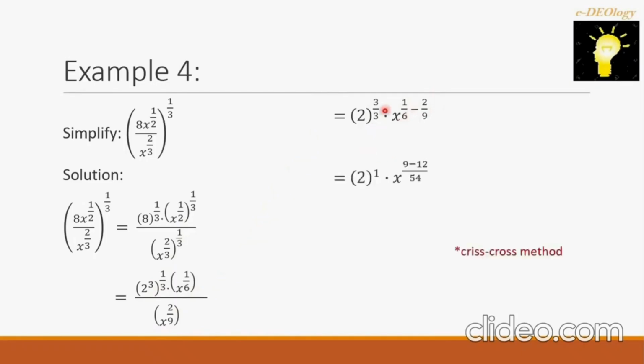On the next line, we will simplify the exponent of the base 2, 3/3 becomes exponent 1. Now for the x, we will use the crisscross method to simplify the difference of these two unlike fractions. If you are not familiar with the crisscross method, you can see the video of addition and subtraction of unlike fractions. So we will use crisscross method here.